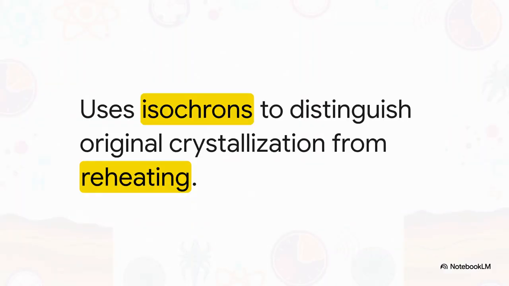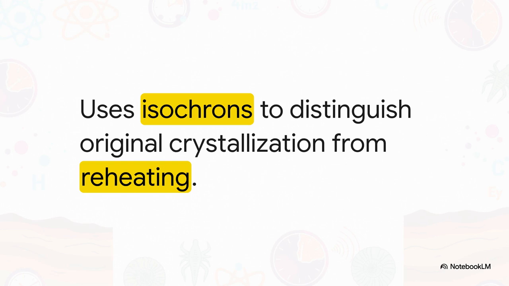And what if a rock has been completely reheated by, say, a mountain building event? That's where the rubidium-strontium clock comes in, using these intersecting lines on a graph called isochrons. Imagine a magma chamber cooling down. Different minerals crystallize with different amounts of rubidium, but they all start with the exact same baseline ratio of strontium.